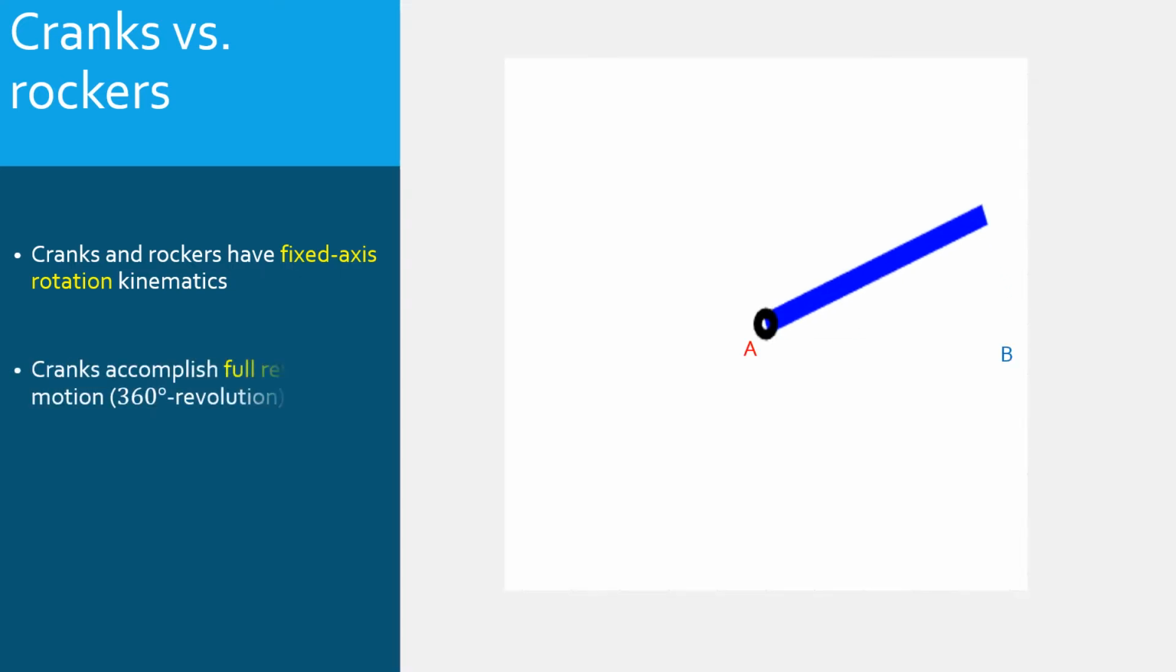Cranks accomplish or complete full revolution motion. They can undergo a 360-degree revolution. There is no limitation on the range of the rotation angle. The crank can have any angle between 0 and 360 degrees. There is no veto on angles. Cranks can rotate on the revolute or pin joint in A without any constraint.